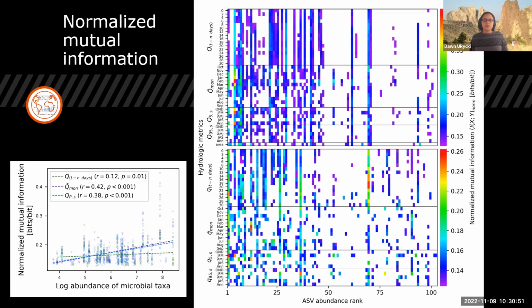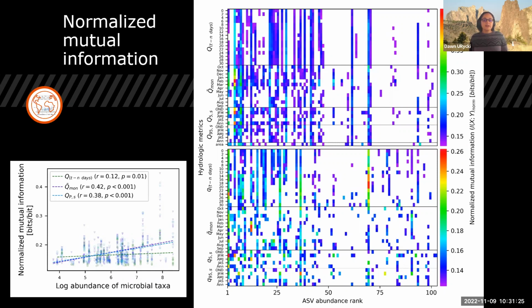For this study, we determined significance as mutual information scores that were higher than the 90th percentile of 1,000 random shuffles of the abundance of the taxa for each flow metric. So some interesting things to note from this plot. First is that for every hydrologic metric, so every row, there is some information somewhere, which means that at least one ASV in the microbial community encodes information about all of the metrics that we analyzed.